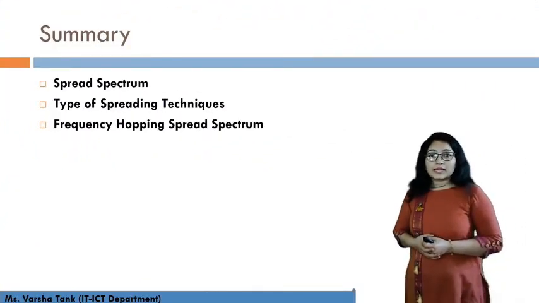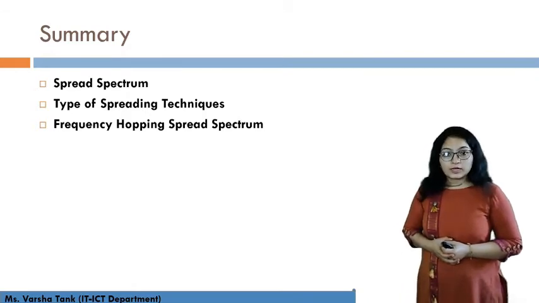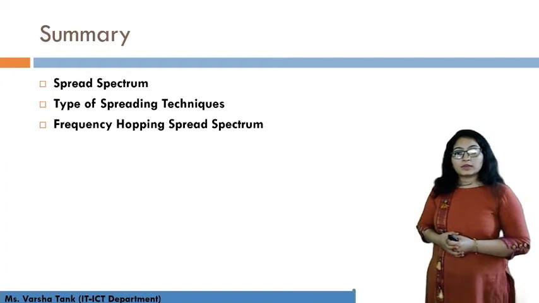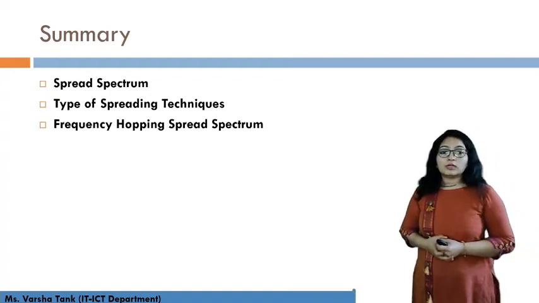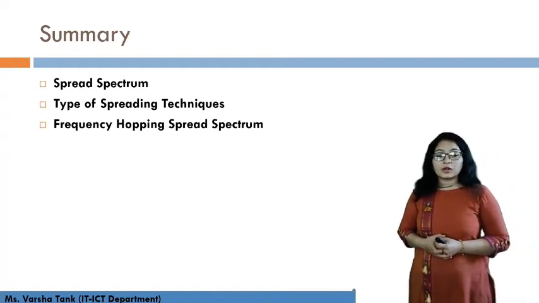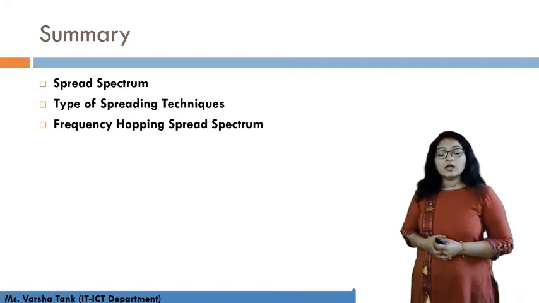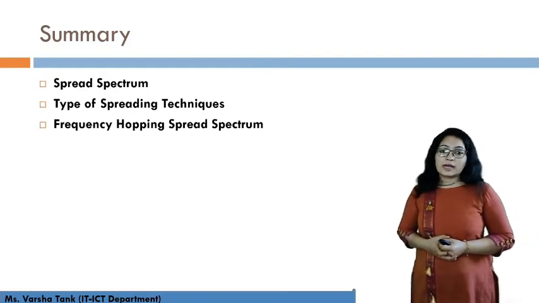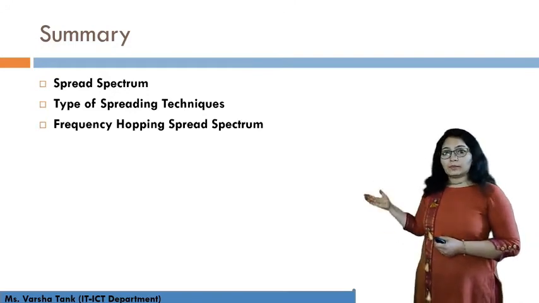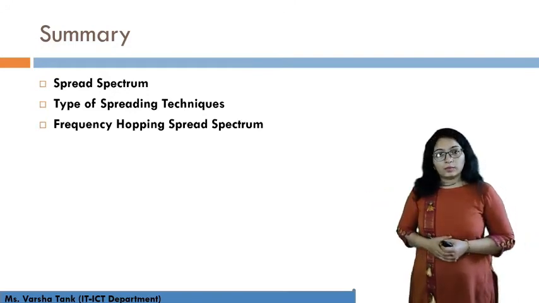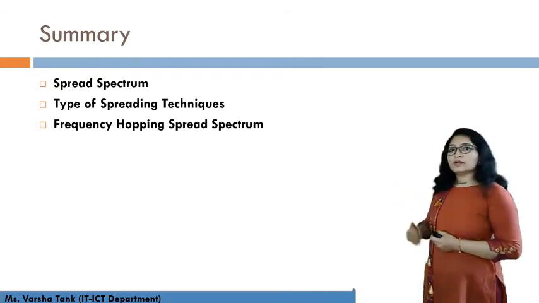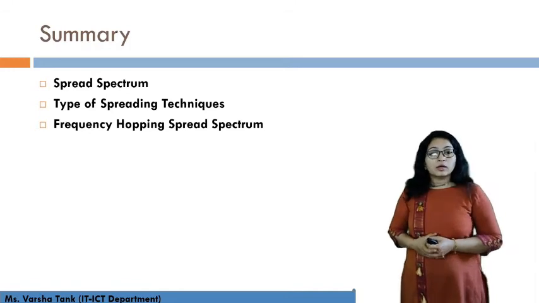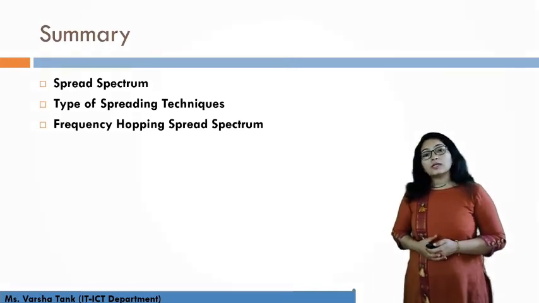So, the summary of this lecture: we have learned what spread spectrum is, and the advantages and disadvantages of spread spectrum. Then we learned about the types of spread spectrum technology. In total there are 4 types, and 2 of them we are going to study here, that is FHSS and DSSS. Then we learned about the hybrid system and the time hopping sequence. And then we saw one of the types, frequency hopping spread spectrum. Got it? So this is all about this lecture.